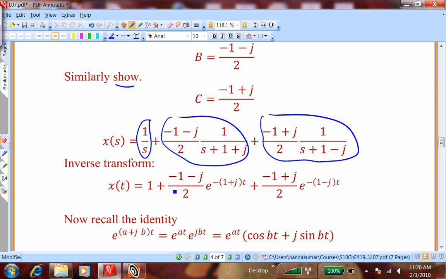Okay? In the table lookup, the first term is simply 1. The second term is (minus 1 minus j) over 2, which is a complex constant, multiplied by e to the power of this term, which is minus of (1 plus j)t. So now we say the eigenvalue here is minus 1 minus j. The eigenvalue is the thing, we call it the time constant, that multiplies t. In this case, the eigenvalue is complex. So how do you express something like this? For example, e to the power of (a plus jb)t, where a and b are constants. Now I'm asking you to recall what you learned with complex variables.